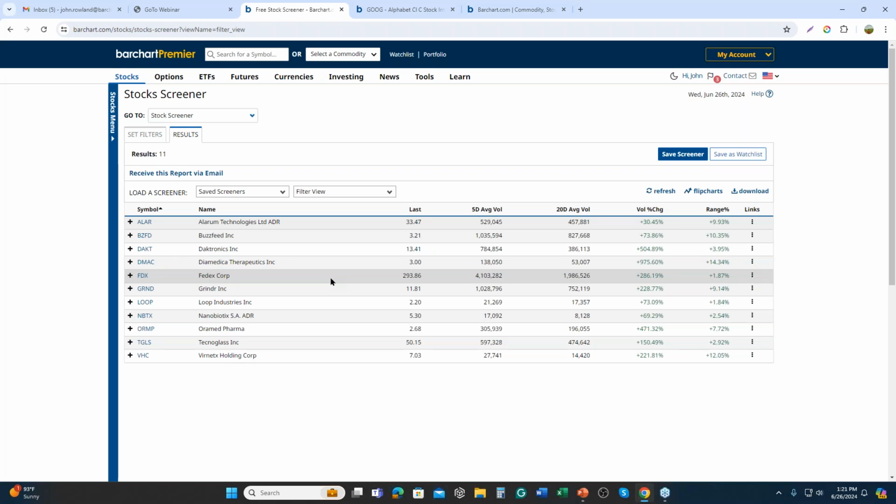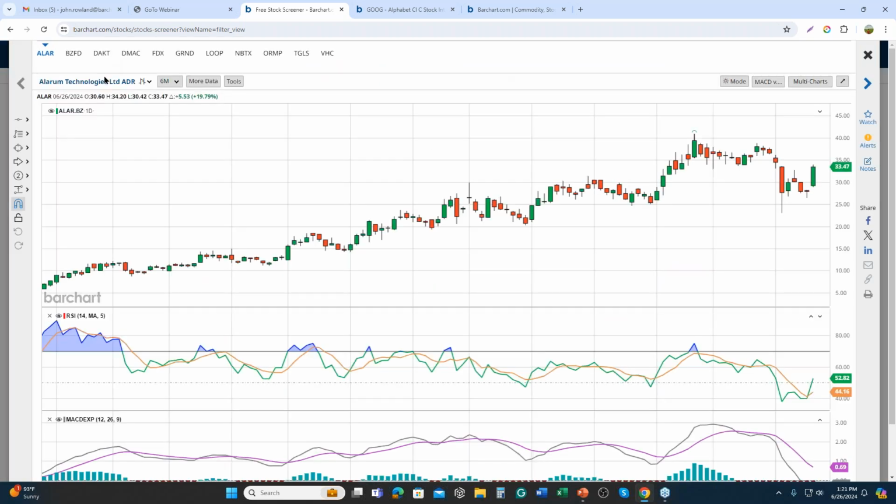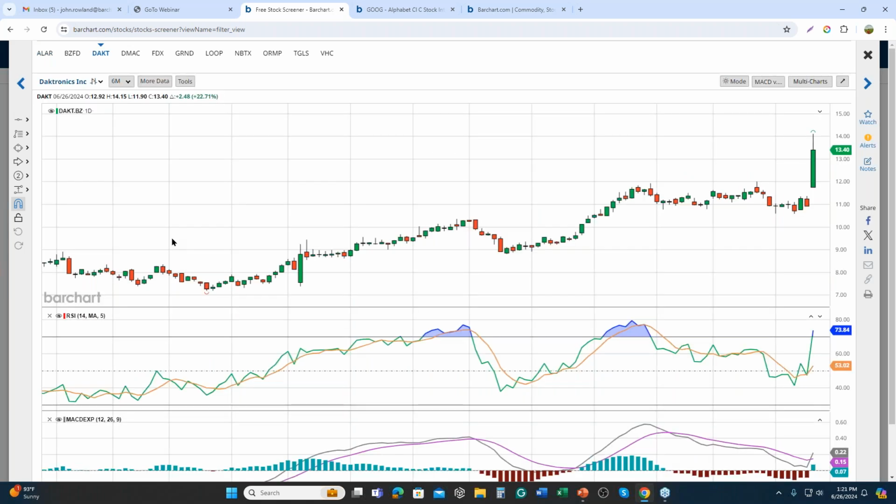Now, what I might do from here, again, is look at my flip charts. The one that I was kind of interested in was this Daktronics. Again, here's a market that had been range bound for quite some time, and now it has gapped up. My default screen shows RSIs and MACDs, some technical analysis tools that I use regularly. So this would be a very interesting stock to me.